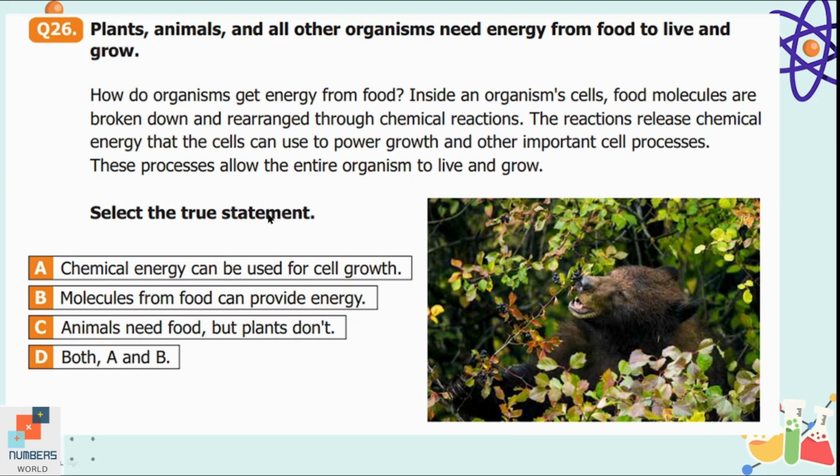Select the true statement. Option A, chemical energy can be used for cell growth. This is correct. Option B, molecules from food can provide energy. That is also right. C is animals need food but plants don't. So that is incorrect, because we all know that plants are living beings and they also need food to grow. So option D is both A and B. So here option D is the suitable option.